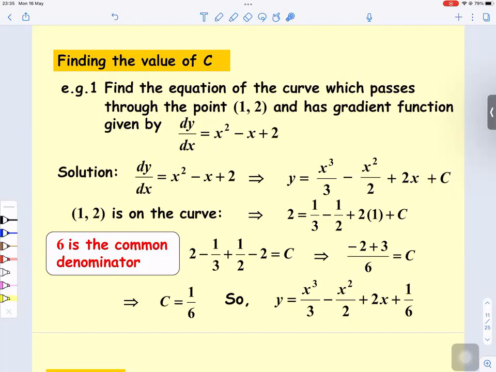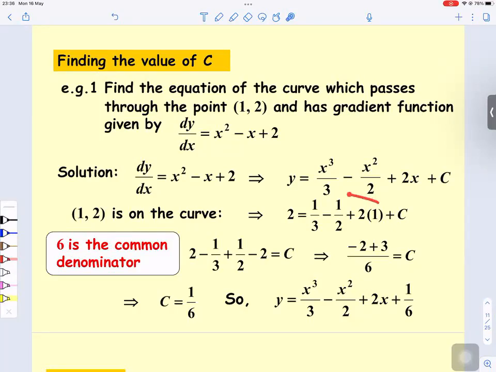We have been given some information. We've been given that the curve passes through (1, 2). That means x is 1 and y is 2. So we put y is 2 and put x is 1. Substitute x is 1 and substitute y is 2. So we'll get this equation there. 2 equals 1 over 3 minus 1 over 2 plus 2 times 1 plus c.